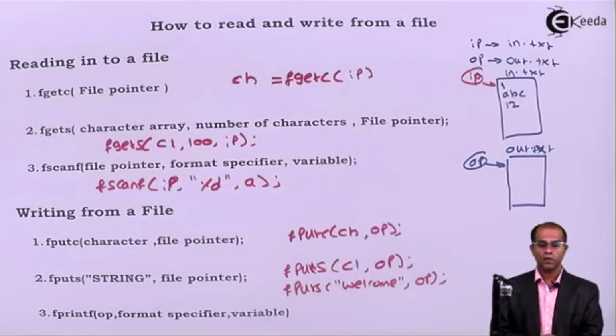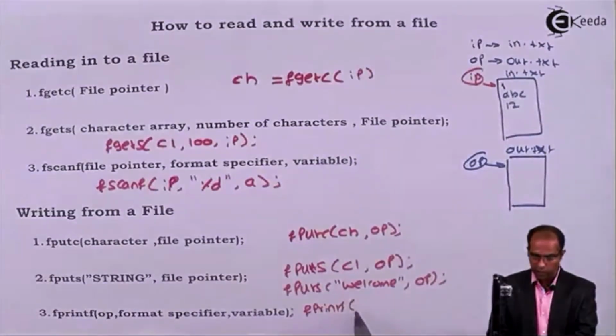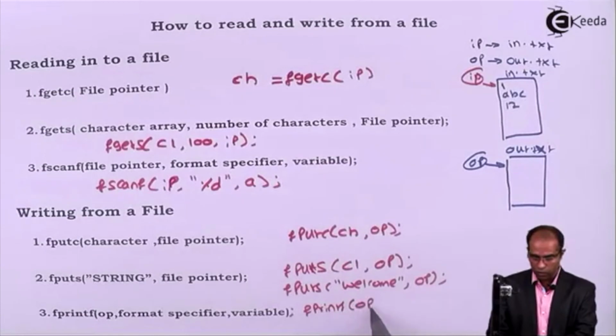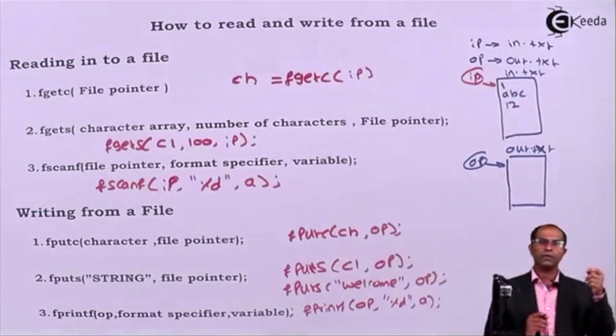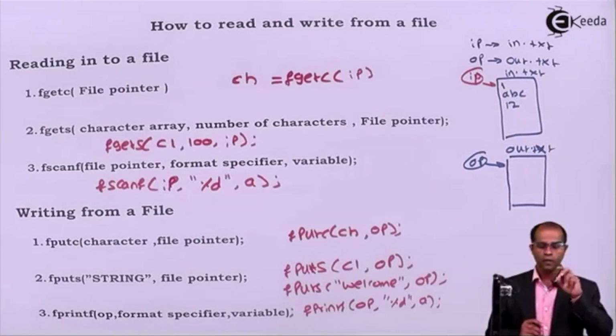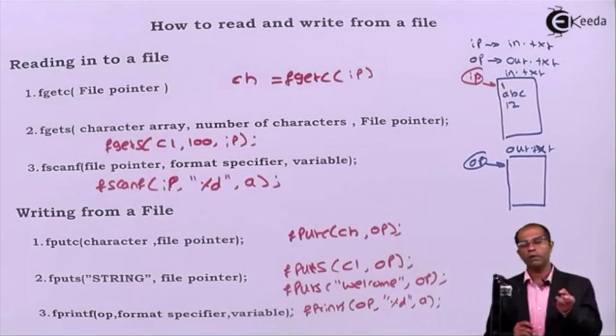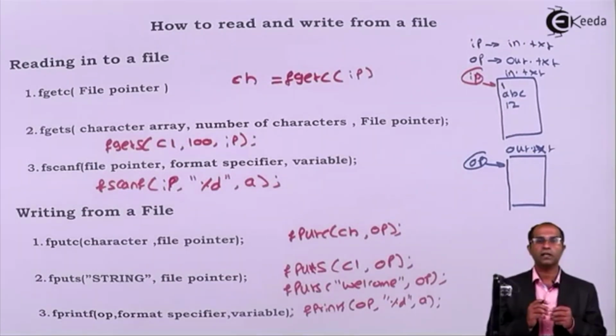fprintf. fprintf is again used to store integer values. So fprintf, the instruction says fprintf file pointer, that is op, comma format specifier %d, comma the variable, let me say a, at this place. The syntax of fscanf and fprintf, the sequence of parameters, is the same, but the functionality differs. fscanf reads a value from the file and stores it to the variable. fprintf writes the contents of a variable to a file. So here you can perform these operations and automatically make the contents be stored onto a file, or write the contents onto a file.